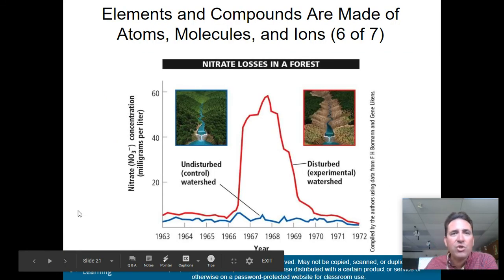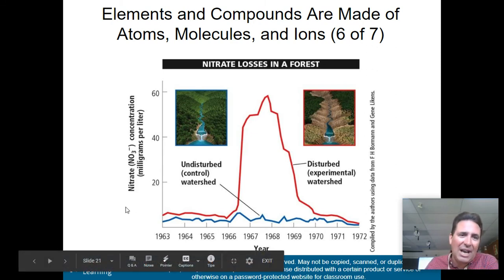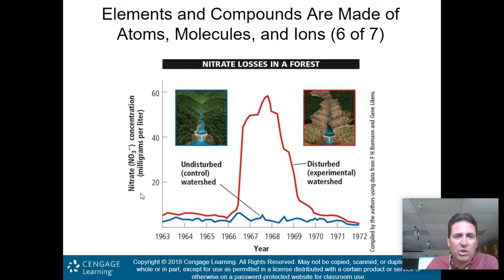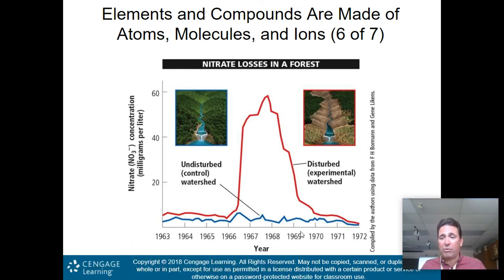Okay? So here's just a picture of nitrate loss in a forest. You'll notice up the left side here, nitrate, which is a negative ion, NO3-, concentration along the left. And down on the bottom, the x-axis has the year. And you'll notice this was nitrate losses in this forest. This was the experimental forest we looked at in the initial case study.